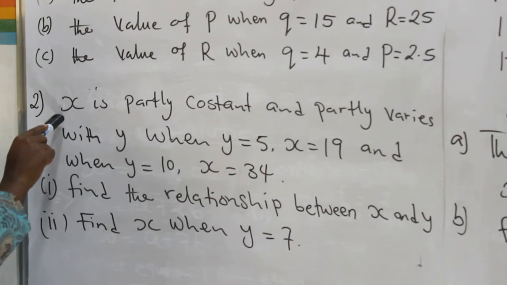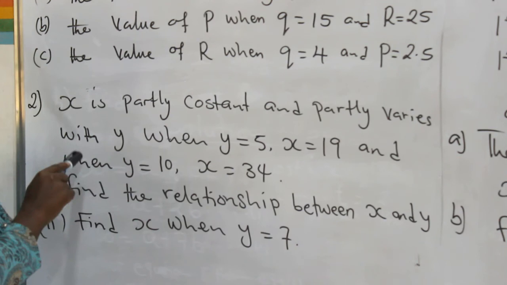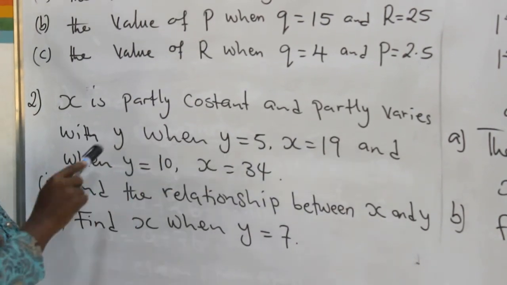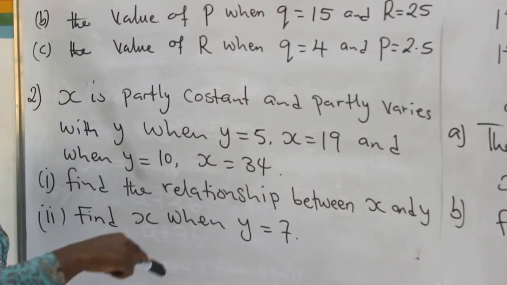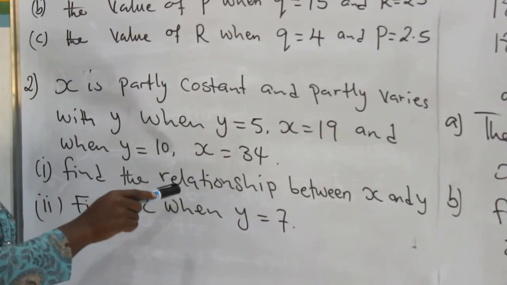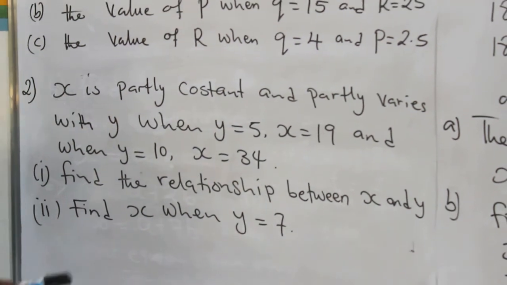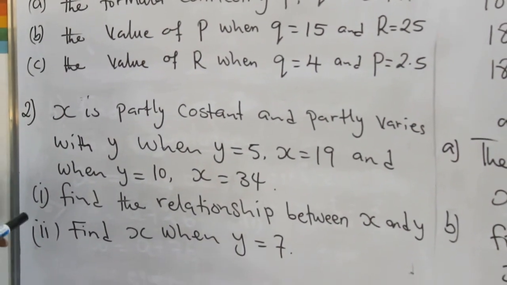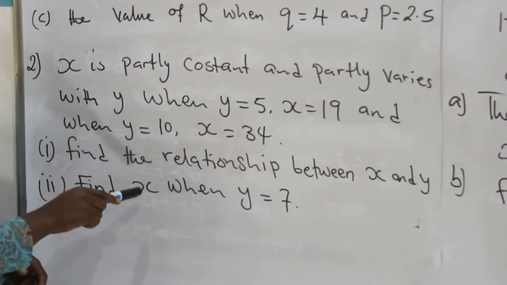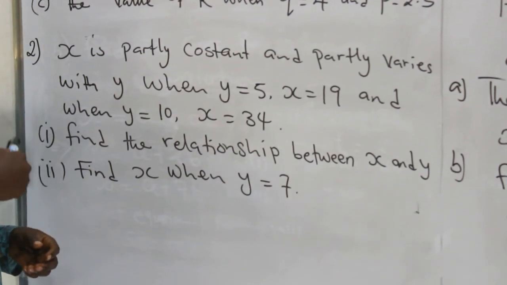Question 2. X is partly constant and partly varies with Y. When Y equals 5, X equals 19. And when Y equals 10, X equals 34. 1. Find the relationship between X and Y, which is also the same thing as the formula connecting them, or the equation connecting them. 2. Find X when Y equals 7. So solve it.